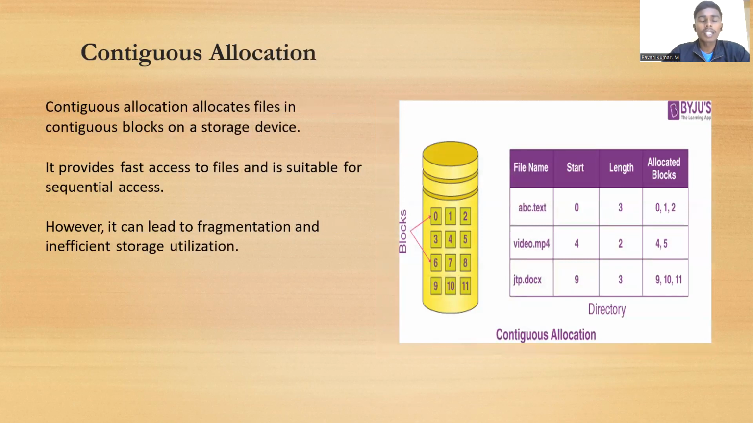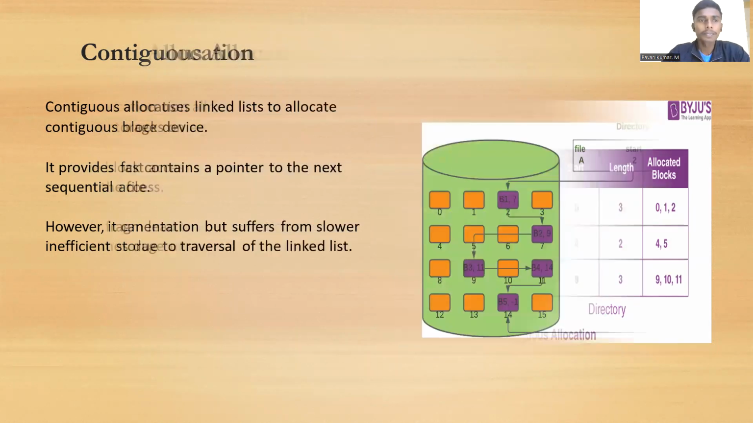Contiguous allocation. Contiguous allocation allocates files in contiguous blocks on a storage device. It provides fast access to files and is suitable for sequential access. However, it can lead to fragmentation and inefficient storage utilization.